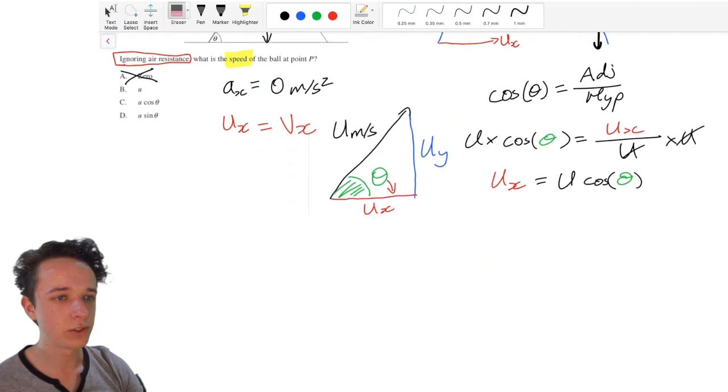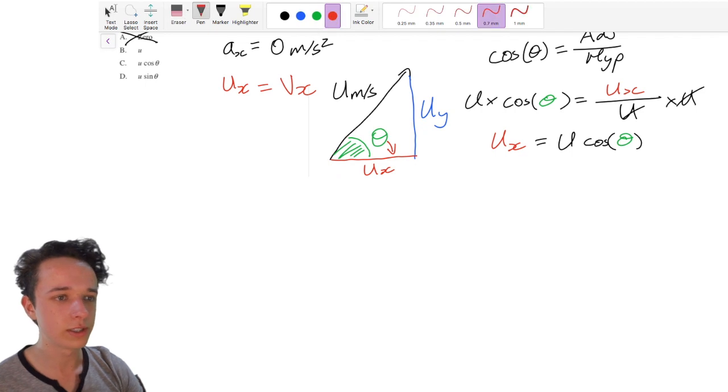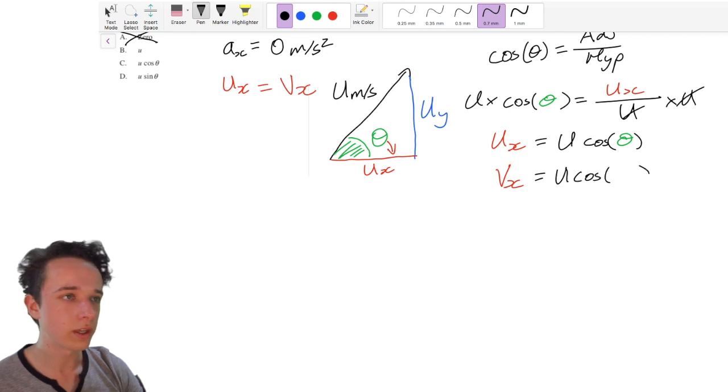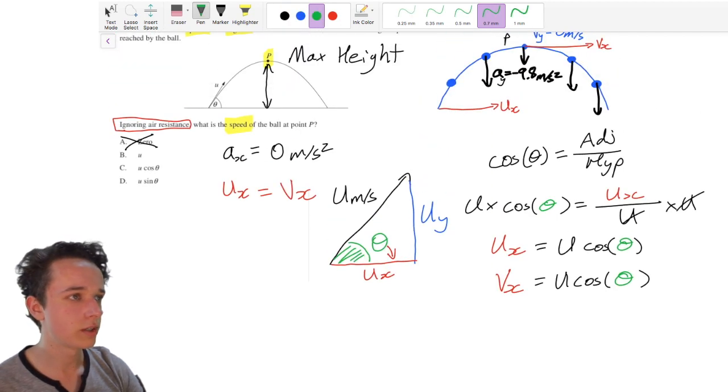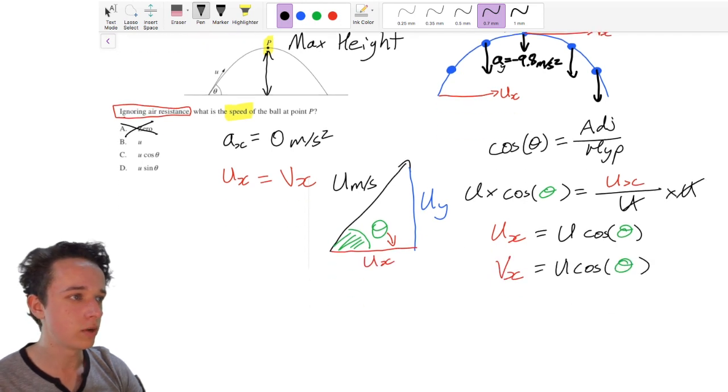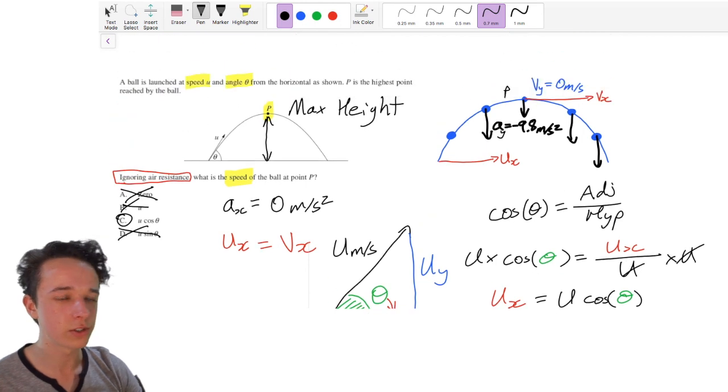And that's basically what we just found, right? So we know that Ux is equal to Vx. So Vx is also equal to u cos theta. So again, let's check the options. We already crossed off the first option. What's the second option? B, u. Is the speed of the ball at point P u? No, definitely not. Let's check D. Is the speed of the ball u sine theta? No. Is the speed of the ball u cos theta? Yes. So C is the answer to this question.